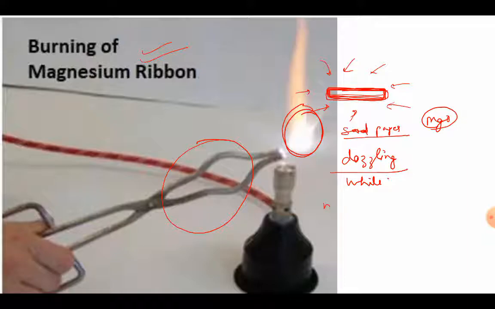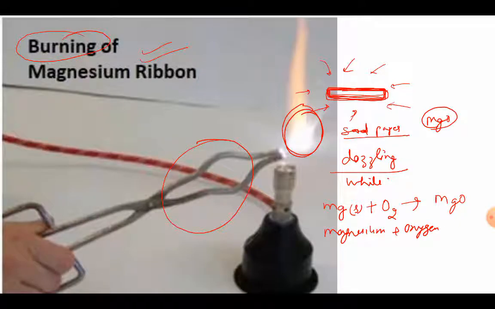What we have taken initially is magnesium ribbon, which was solid, and because we are burning it, burning means that oxygen gas of the atmosphere will be used and it will react and result in the formation of magnesium oxide. So this magnesium has reacted with oxygen and resulted in the formation of magnesium oxide. Now we'll come to the topic, what are reactants and products.